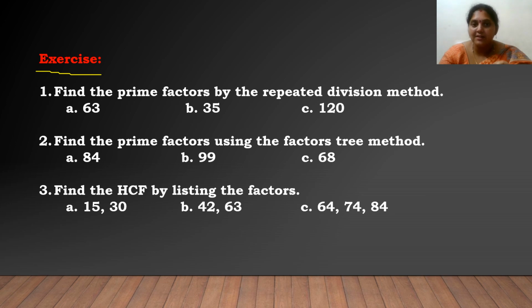Find the HCF by listing the factors. Find out the common factors. In that common factor, which is the greatest number, that will be your highest common factor. This is how you are going to complete your exercise.